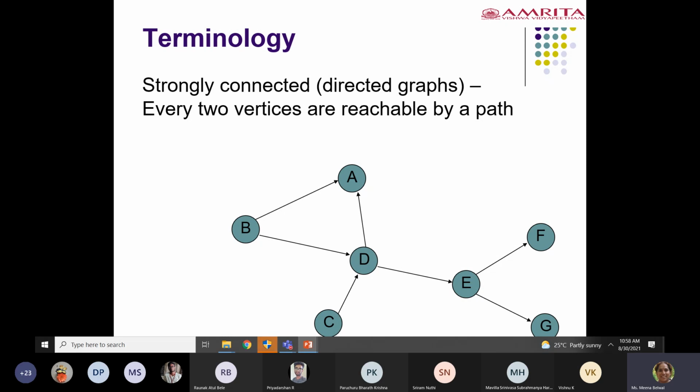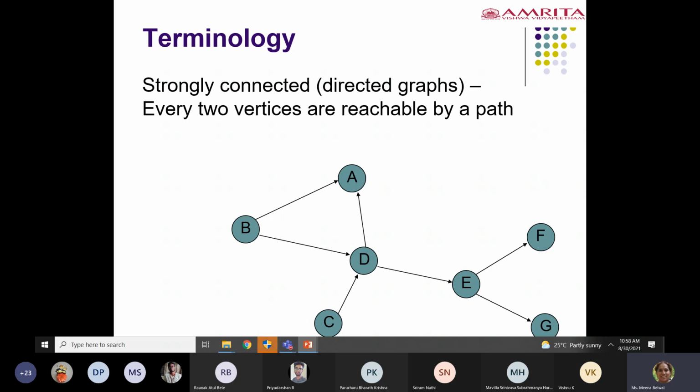The definition is the same: every two vertices are reachable by a path. Then you say that it's a strongly connected graph. First of all, it's a directed graph. When do I say the graph is strongly connected? I will apply whether a graph is strongly connected or not only with directed graphs. Once I see a directed graph and I am able to find that any two vertices are reachable by a path, then we say that it's strongly connected.